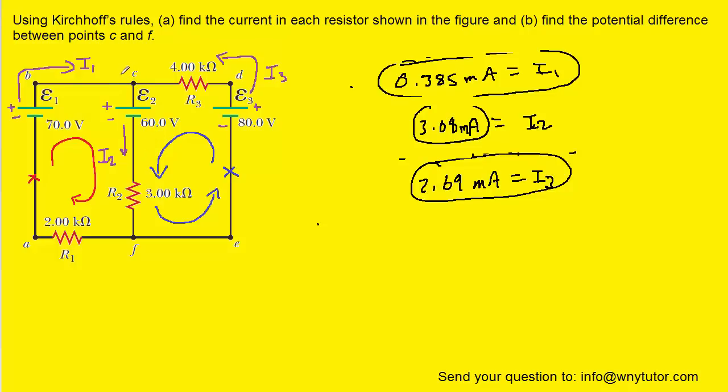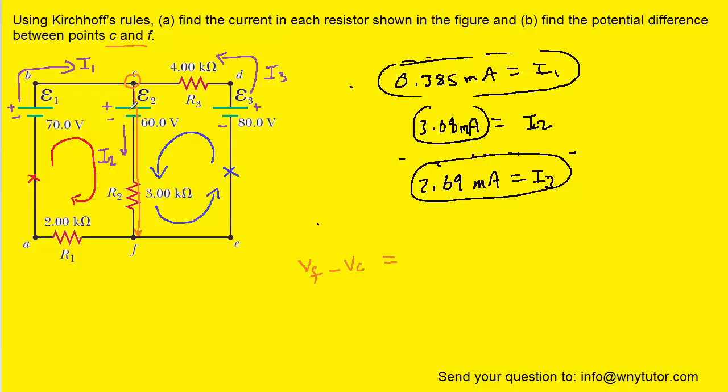Now on to part B, which asks for the potential difference between points C and F. What that means is we want to begin at C and move our way to point F. And while we do that, we'll keep track of the potential changes. And whenever we move from point C to point F, or any two similar points, the notation would be VF minus VC, because that would be the final potential minus the initial potential.